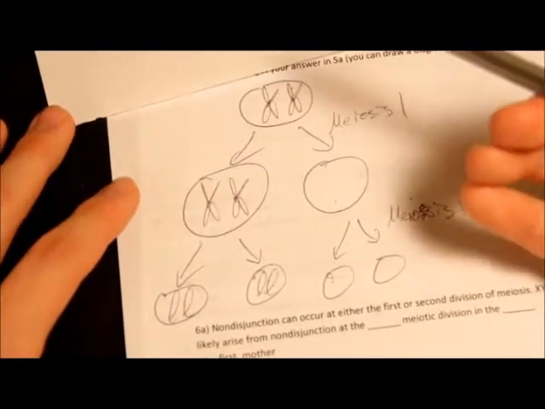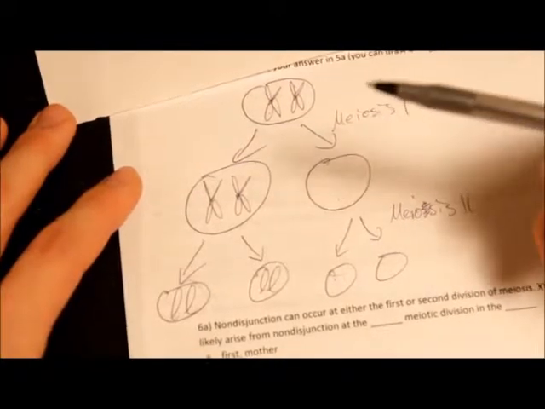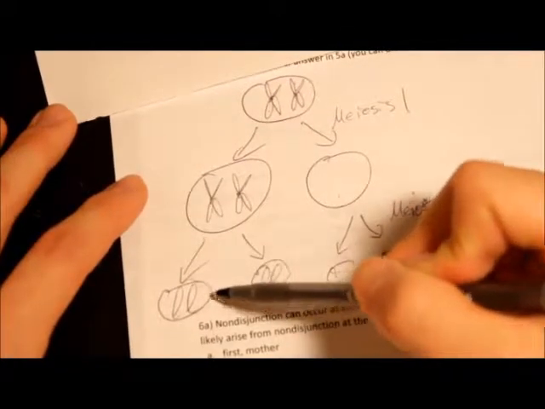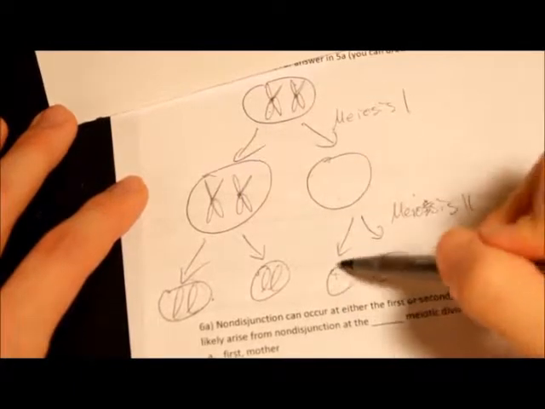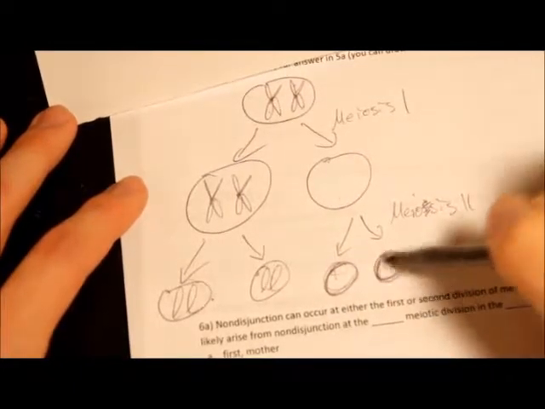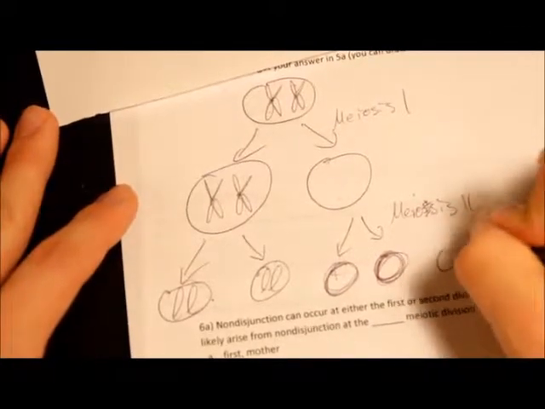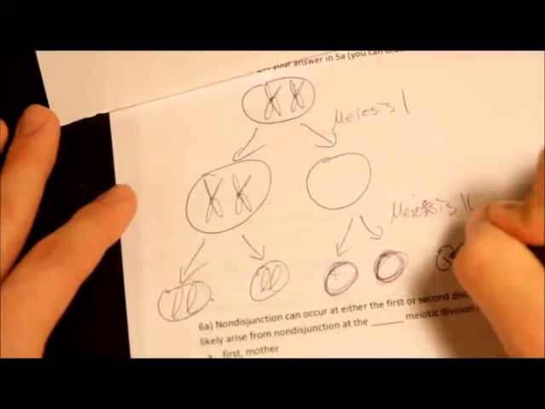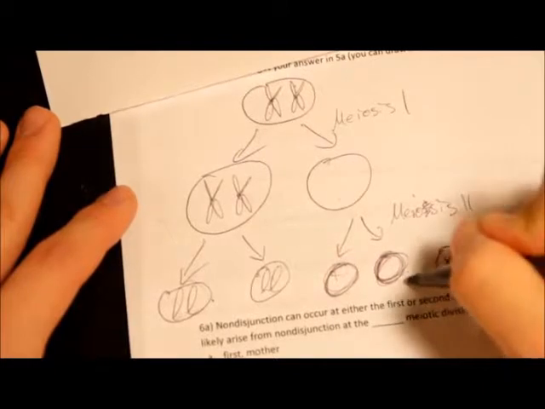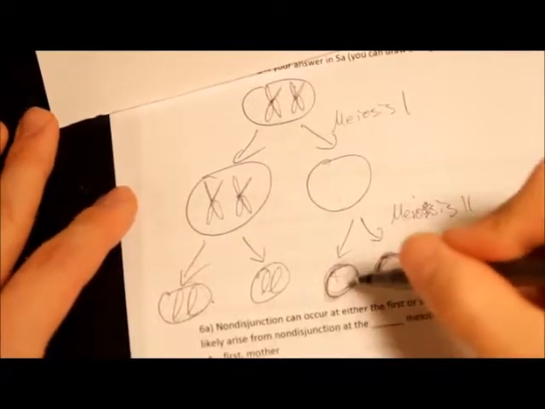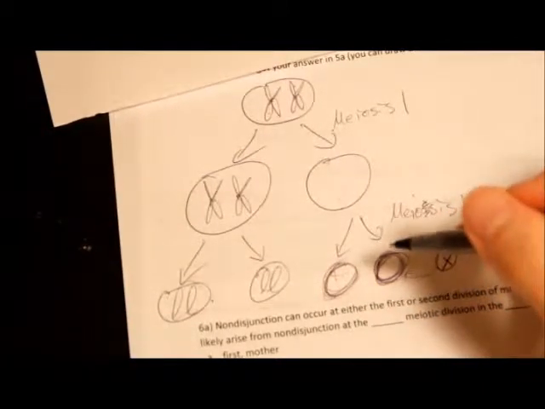Now, with that said, for a mother, that would mean that the egg could possibly be missing an X chromosome. Thus, when a sperm with an X chromosome comes and fertilizes this egg, or this egg, that's when we'd result in an XO.